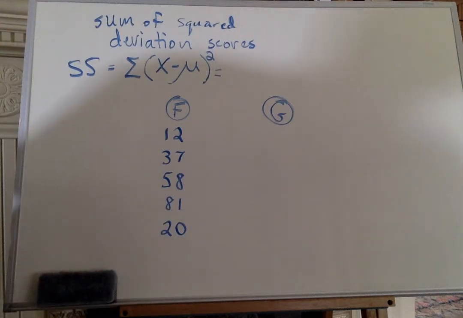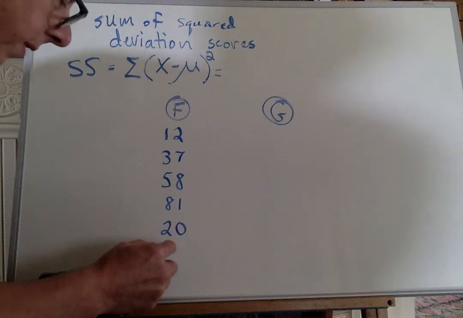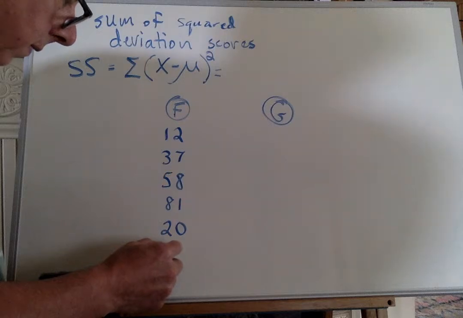Let's just do 5 numbers here for now. Well, we'll throw in another one. Let's see. Let's do this. Okay.